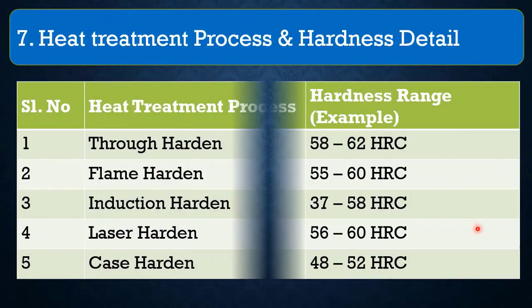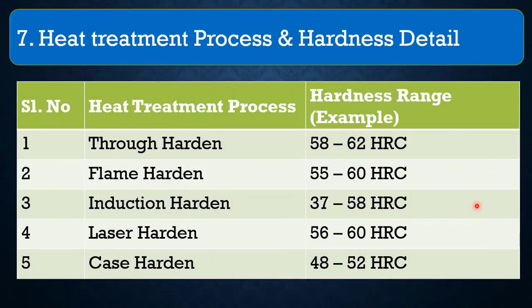Number 7, heat treatment process and hardness detail. So heat treatment process is important for tool manufacturing, and there are 5 types of heat treatment processes broadly which we are using in tool manufacturing. Through hardening process, flame hardening process, induction hardening process, laser hardening and case hardening. And this is an example of HRC range which you can refer.